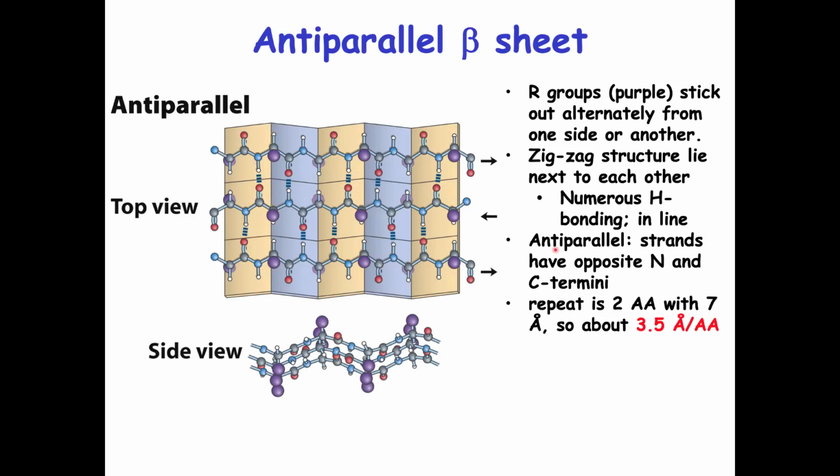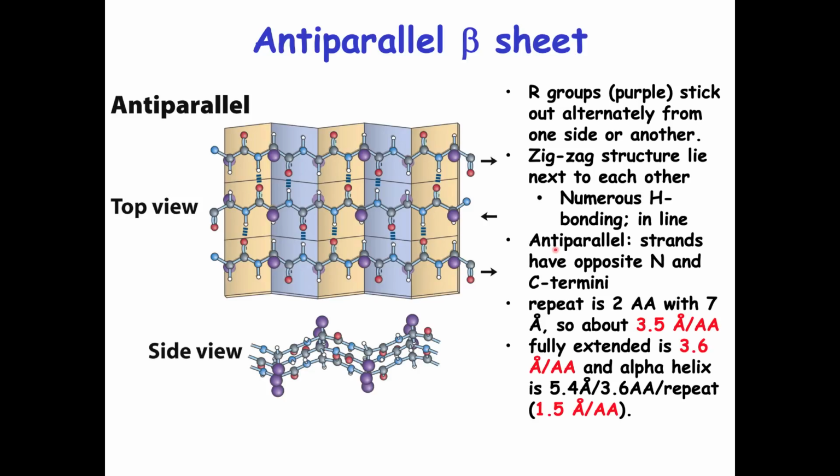Now the repeat of beta sheets or antiparallel beta sheets is 2 amino acids at 7 angstroms long, and so there's about 3.5 angstroms per amino acid. If you remember, for the fully extended amino acids, there's about 3.6 angstroms per amino acid. So these antiparallel beta sheets are very extended, almost equal to a fully extended polypeptide.